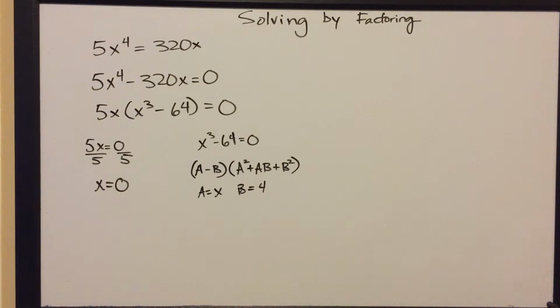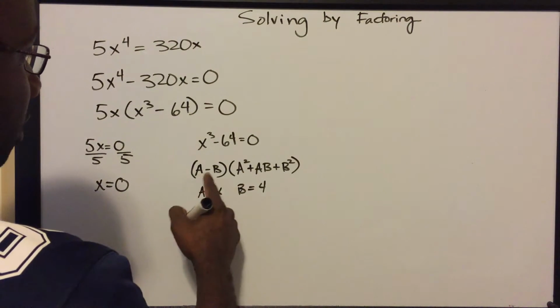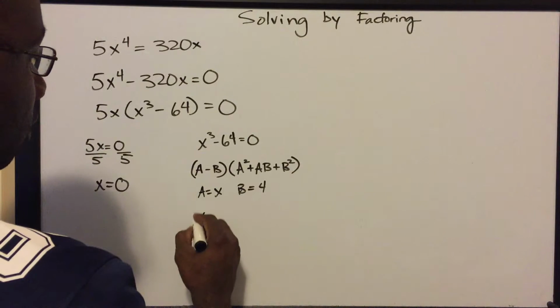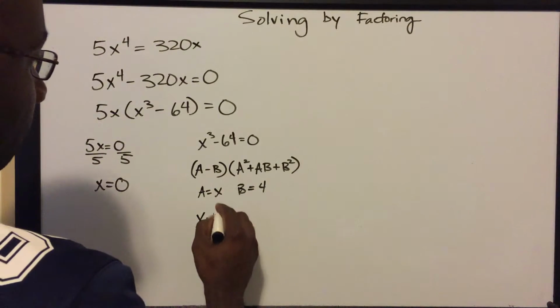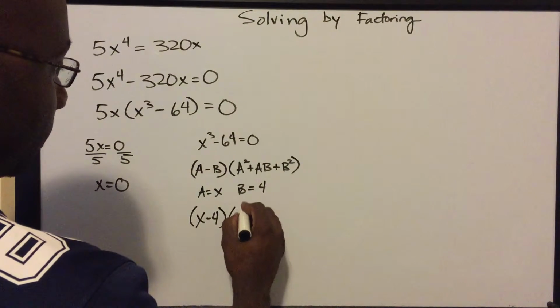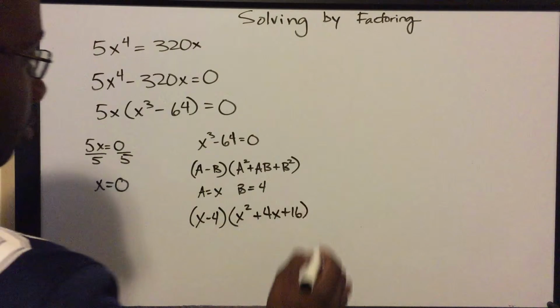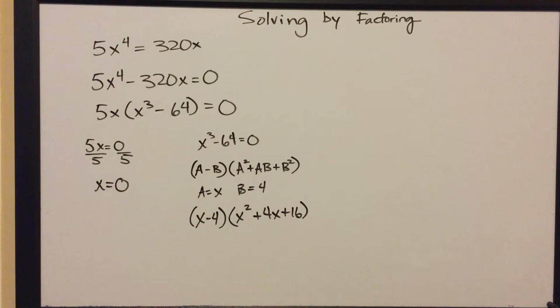So now what we have is a minus b, so that's x minus 4. Then we have x squared plus 4x plus 16. X squared plus 4x plus 16. Because all we did was we knew what a was and we knew what b was, so we just plugged those into the difference of cubes formula.